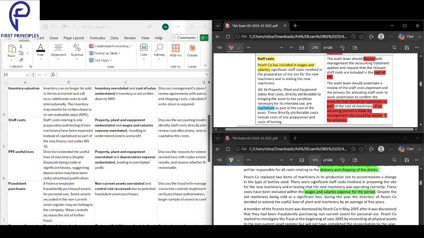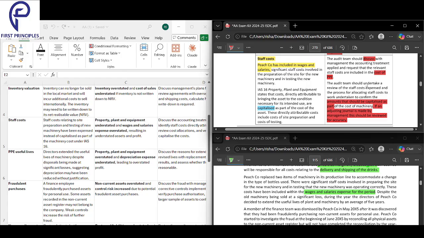So first, the audit team should discuss with the management and request them to put this in PPE. Why are you putting it in expenses? That is the first thing. Second, consider whether the correct amount was capitalized or not. You can review all the costs that were expensed and how they have allocated the staff cost to the work. What is the allocation process? After understanding that, you confirm whether the amount coming out is correct or not. And if they have made a journal entry for making the adjustment, review the journal entry also.